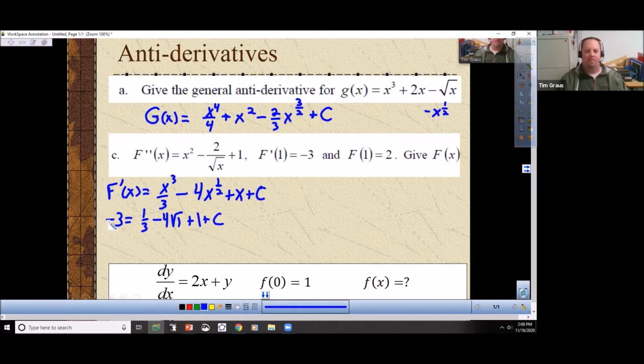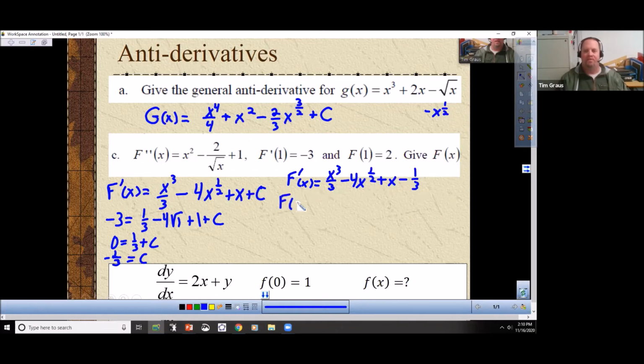So add 4 and subtract 1. 0 equals 1/3 plus c, and c is equal to negative 1/3. So our real f prime of x is x cubed over 3 minus 4x to the 1/2 plus x minus 1/3. And now to get to capital F of x, we could do the same thing.